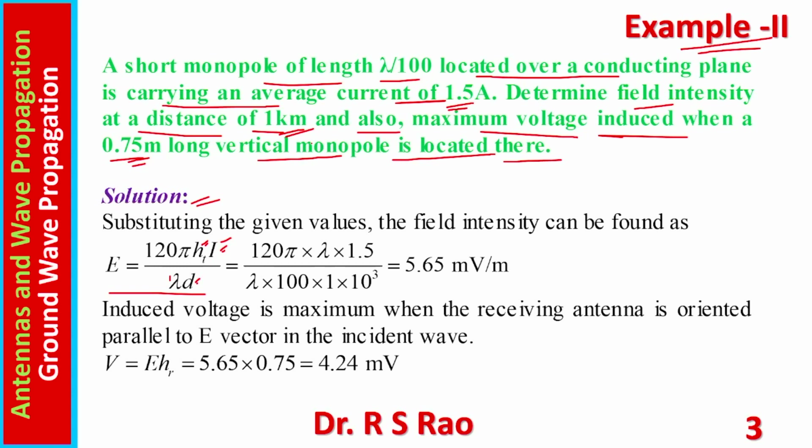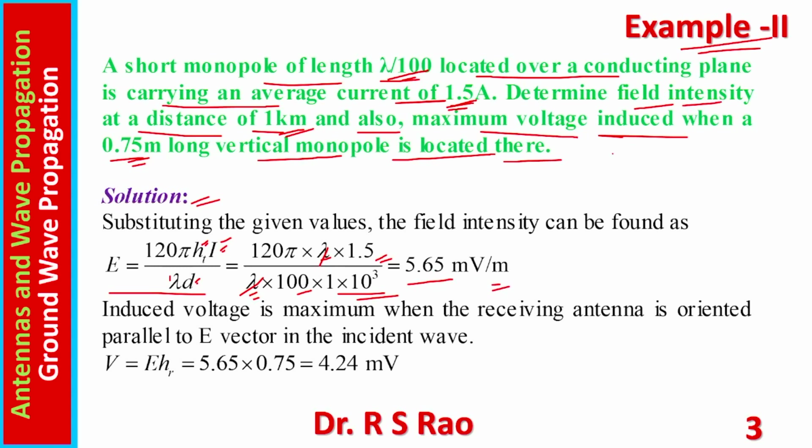With the given data, let us try to find out E, field intensity. E is 120 pi into HT. HT is lambda by 100. Current is 1.5. I is 1.5. Lambda is in the denominator. D is 1 kilometer, therefore 1000 meters. Lambda gets cancelled. A little bit of simplification gives us E as 5.65 millivolts per meter. So one part of the problem is solved.